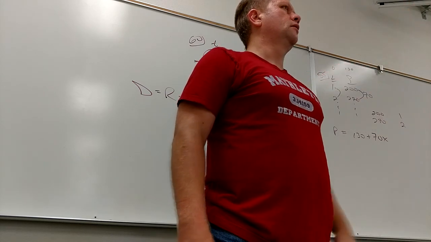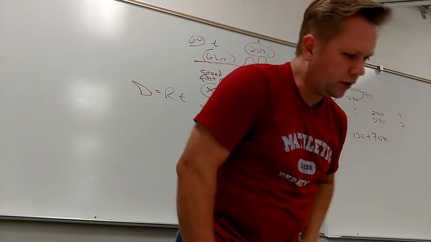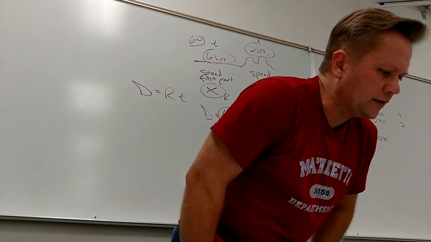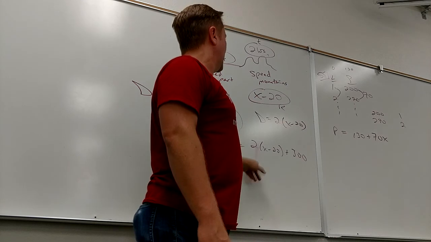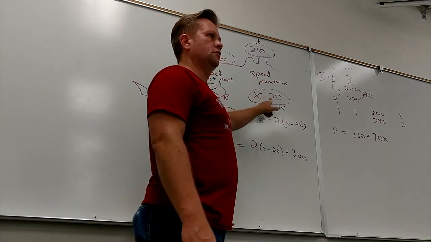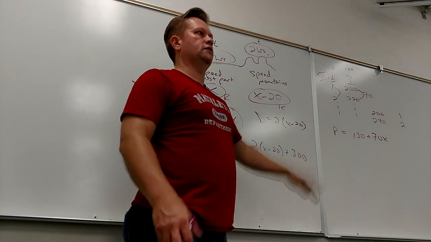Does it ask for both speeds? Yeah, it asks for how fast did he drive through the mountains. So they really just need to know that. So once you get x, is that the answer? No. You got to subtract 20 from it to get that answer, yeah.